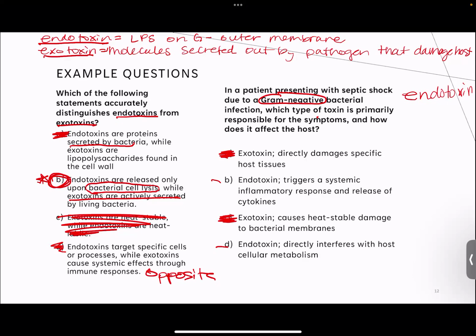Does endotoxin trigger a systemic inflammatory response and release of cytokines? A cytokine is just a signal molecule in your cells. Signals for inflammation. Or is endotoxin directly interfering with host cellular metabolism? No, it's this general systemic inflammation. B.